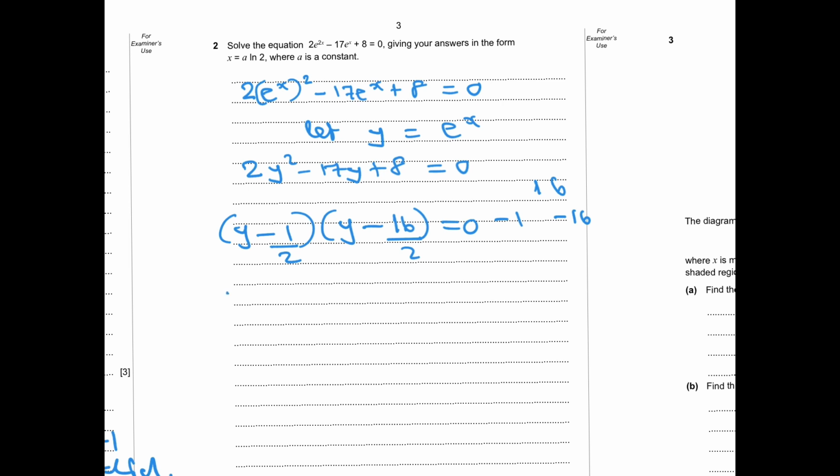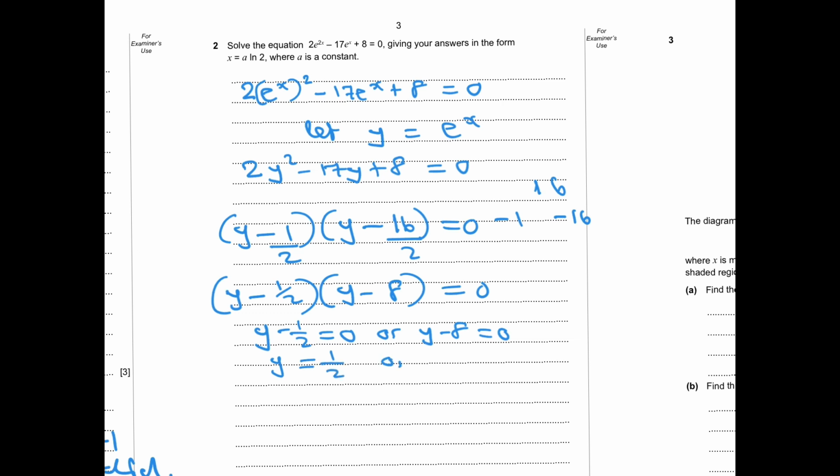So what am I having here? I'm having y minus half in brackets, y minus 8, that's 16 divided by 2, is equal to 0. To solve that, it means that these two factors could be 0, because the product of the two is equal to 0. So it's either this is equal to 0 or that is equal to 0. So I'm having y minus half equal to 0, or y minus 8 equal to 0. So what do I have for y? y is going to be equal to half, or y is equal to 8.